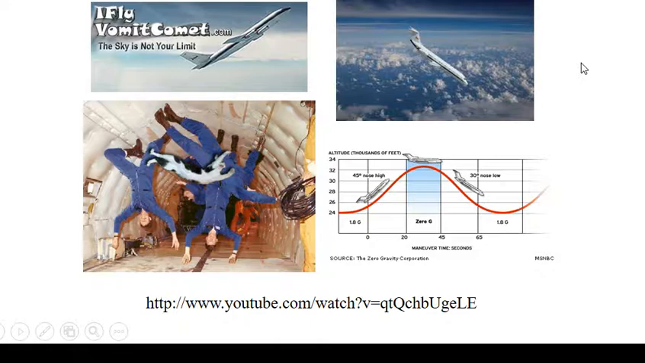Does anyone see something funny about this picture? Yeah, they got a cat here. That cat's got to be really unhappy, I would imagine.